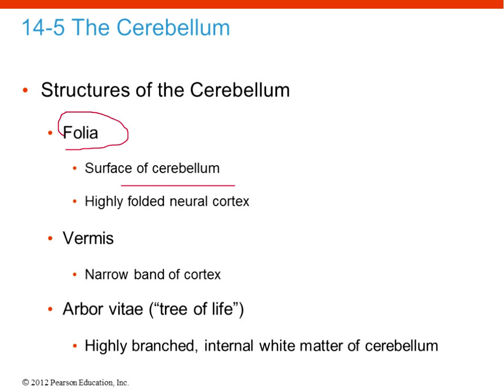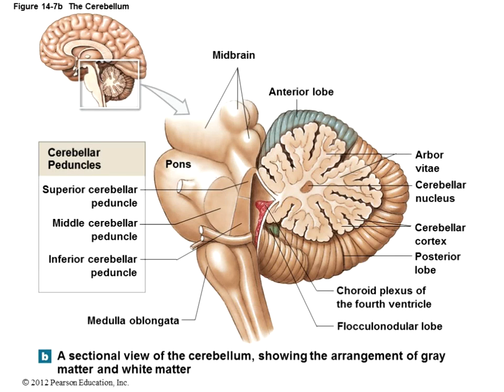So some structures of the cerebellum: the folia, which is the surface of the cerebellum containing highly folded neural cortex. The vermis is sort of a slender band of cortex that basically divides the cerebellum into 2 hemispheres. So kind of like we'll see at the cerebrum. The cerebellum has these left and right hemispheres, and if you take a sagittal section of the cerebellum, you're going to find what looks like a tree, essentially, tree branching. But that's just the white matter branching inside the cerebellum, and we call that the arbor vitae, or tree of life. And you can see that arbor vitae right there.